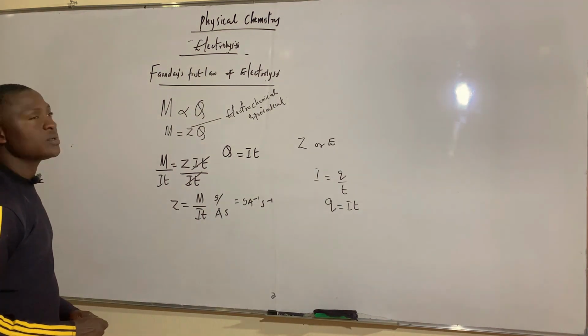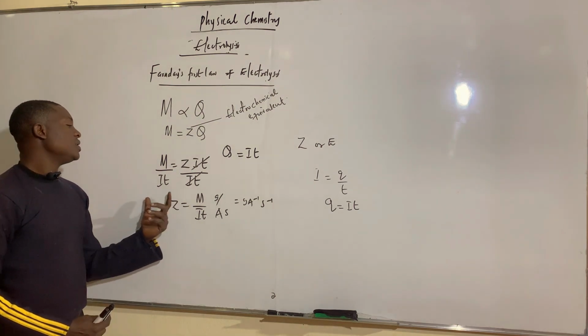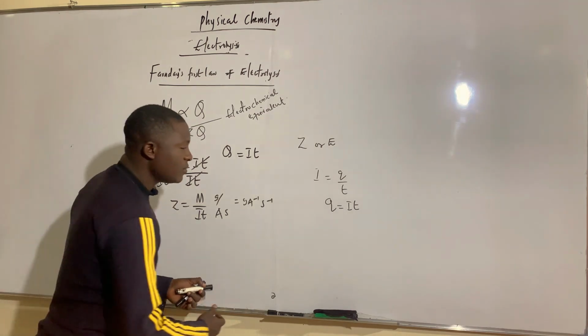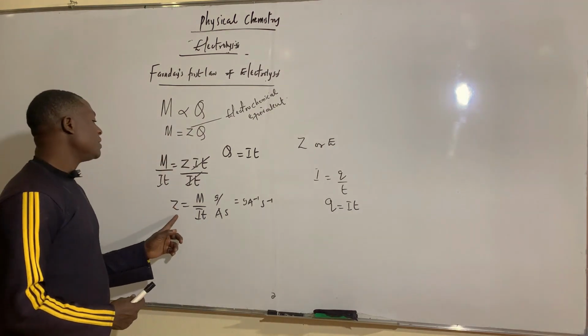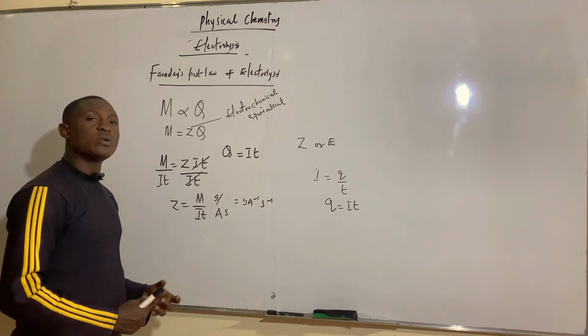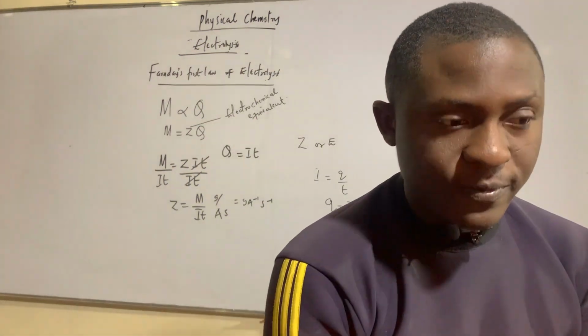That's just about the first law. If you are given a problem to solve, you just make the one you are asked to find the subject of the formula. You will be asked to find either the electrochemical equivalent, the mass, the current, or the time. Let's see one example there, then we can move further.